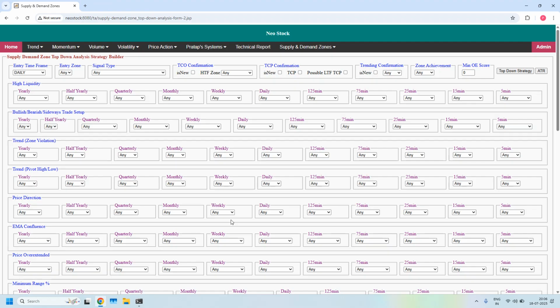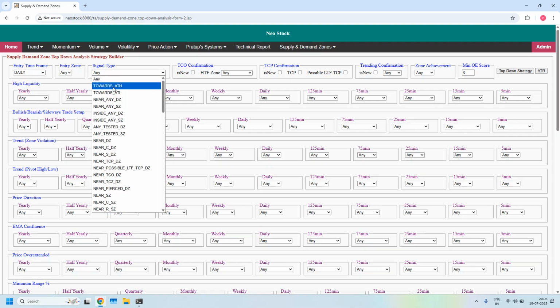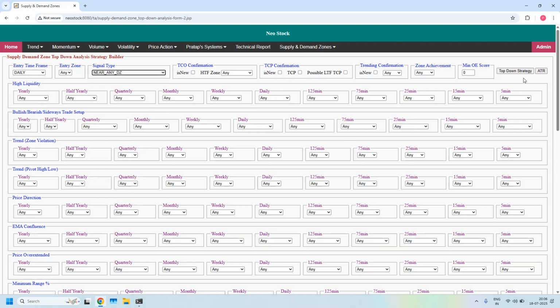Now I am going to generate different supply demand zone reports with the help of NeoStock Software's supply demand zone top-down analysis strategy builder. First, I am going to generate finding the stocks near daily and 75 minutes demand and supply zones so that we can identify high liquidity zones, and you can apply the high liquidity zone strategy that you learned in lesson 21.3 video. Okay, starting with daily time frame, stocks near to the daily demand zone.